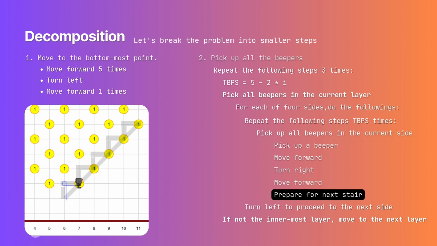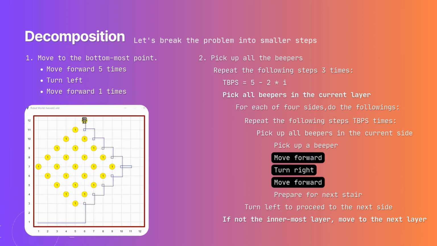How do we prepare for the next stair? After the robot has moved up a stair, it needs to get ready to climb the next one. To do this, the robot simply turns left. This left turn reorients the robot to face the correct direction for continuing its task of picking up the next beeper. By repeating this process, the robot can systematically move from one beeper to the next, ensuring no beeper is missed.